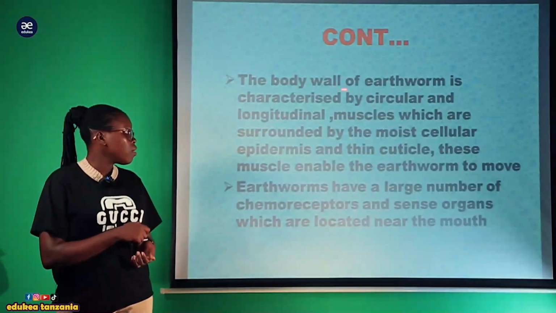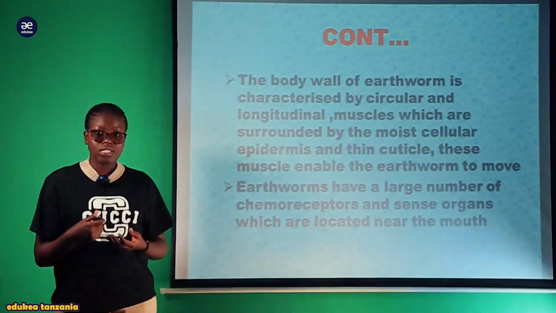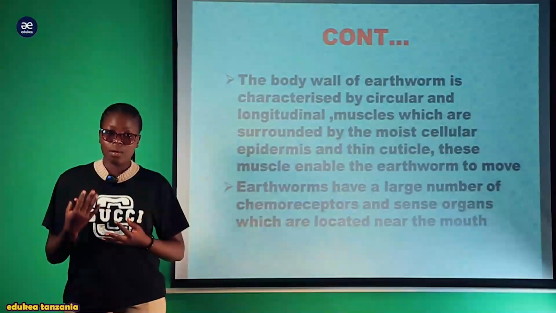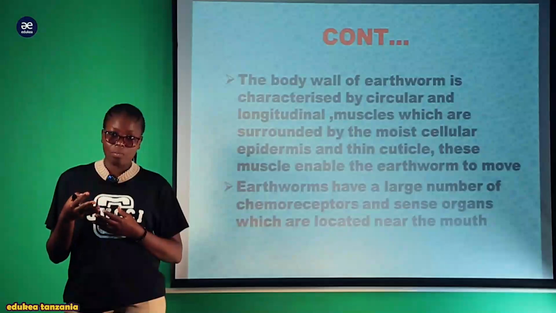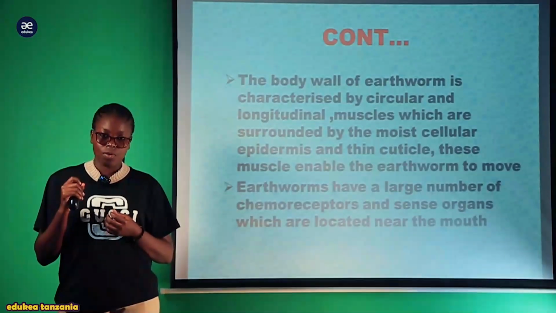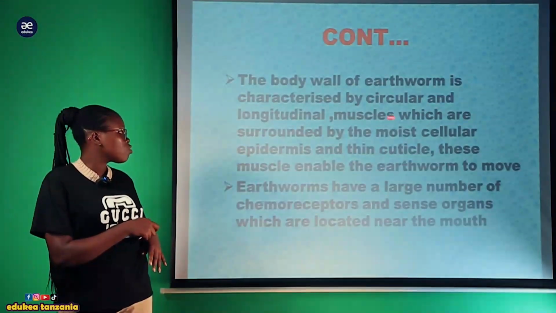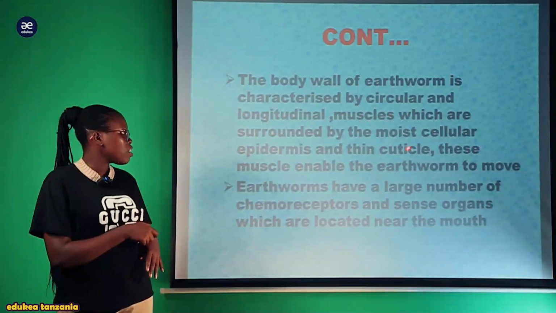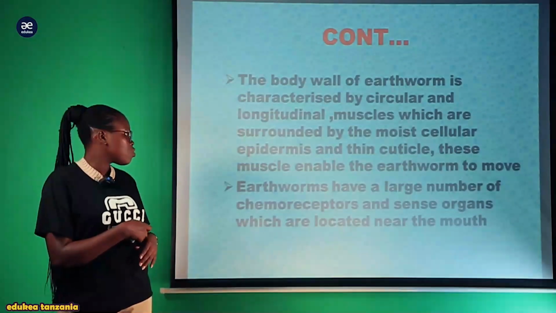Likewise, the body wall of the earthworm is characterized by circular and longitudinal muscle. This circular and longitudinal muscle helps in movement during contraction. If you look at how an earthworm moves, it curls up, then contracts and then stretches out. This is because of the circular and longitudinal muscle, which is surrounded by a moist cellular epidermis and a thin cuticle, and this muscle enables the earthworm to move.